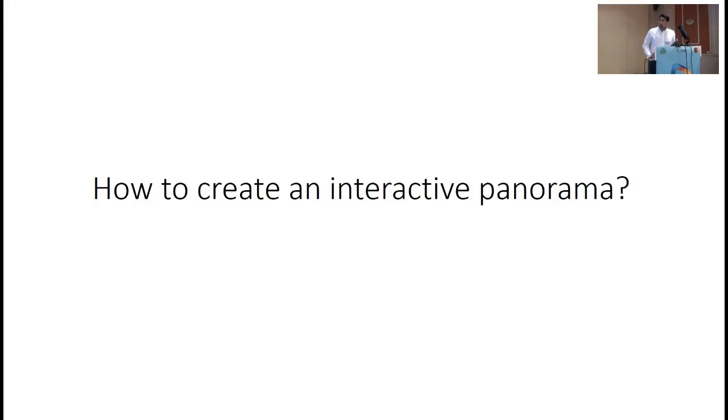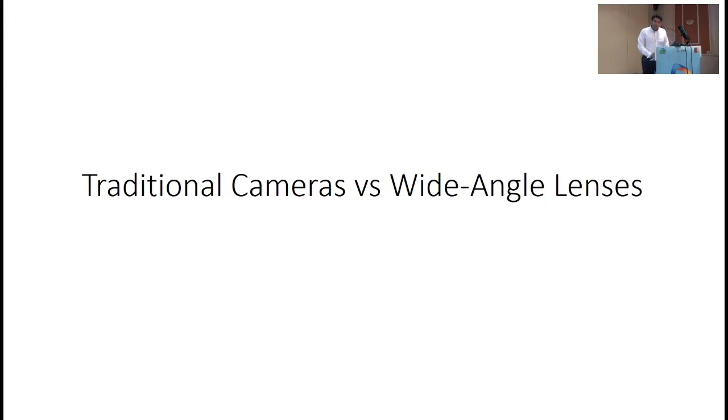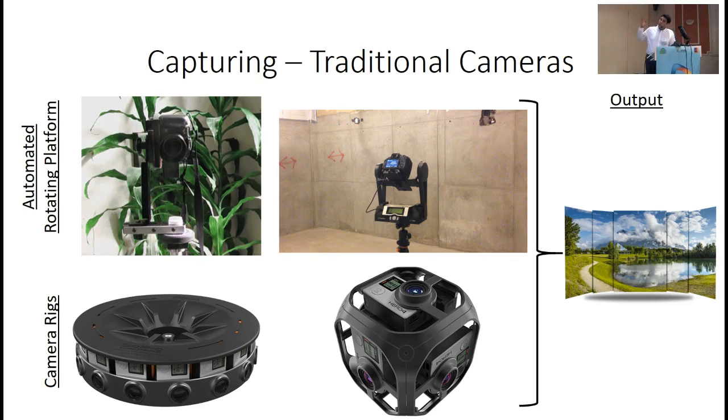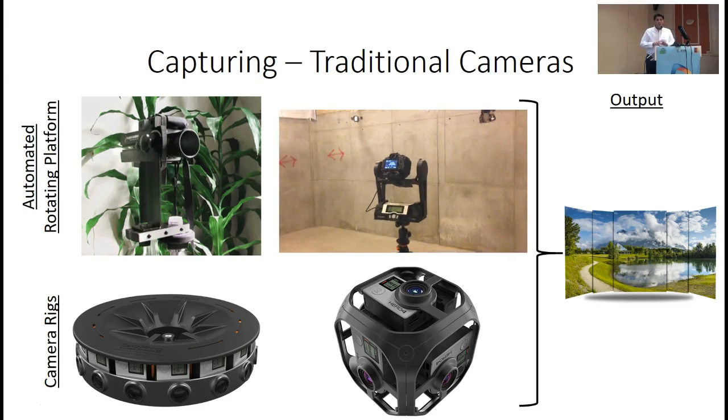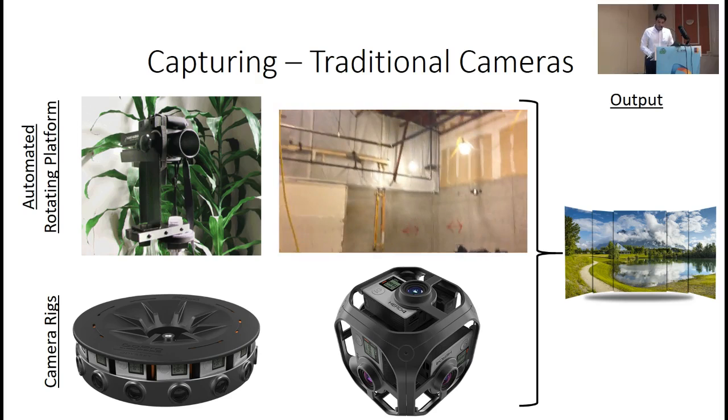So now that we know why, let's take a look at how we created these interactive panoramas. For the interactive panoramas, we have 4 steps: capturing, authoring, immersion, and distribution. The first step is capturing, and if we want to talk about capturing, we have to talk about traditional DSLR cameras versus wide-angle lens cameras. For traditional cameras, we have to use either automated rotating platforms or camera rigs, where we can capture a row of photographs and then put them together in an output, which creates our panoramic image.